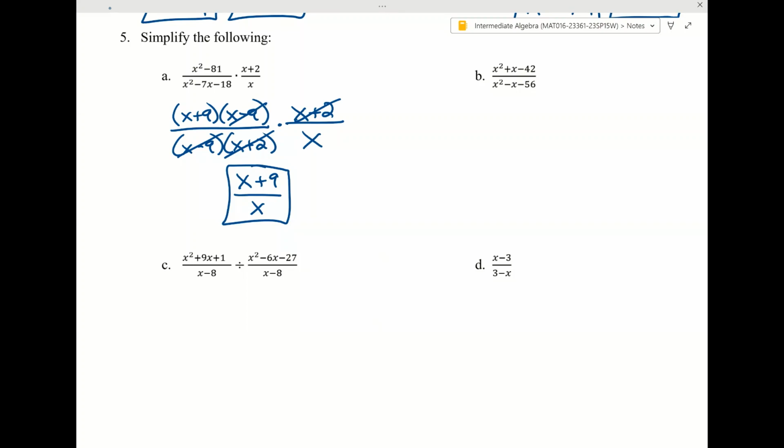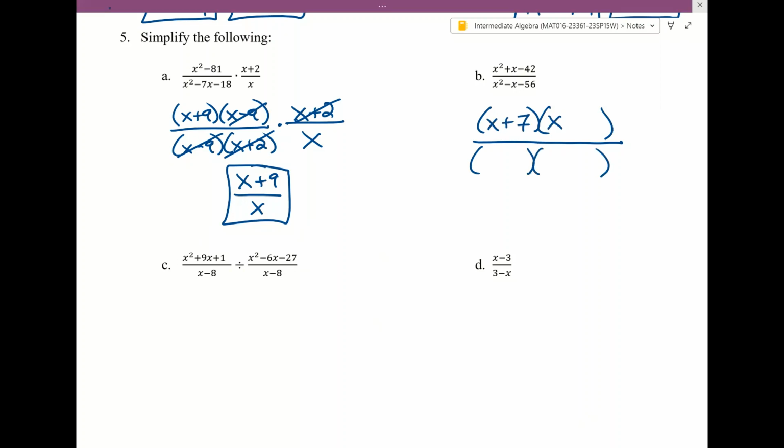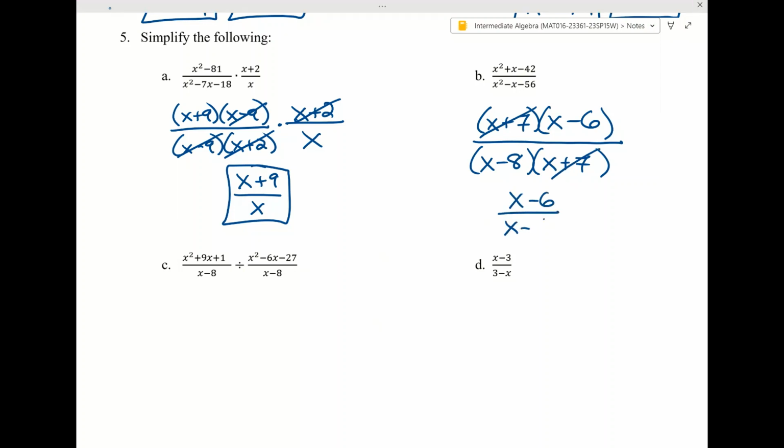For letter B, we could factor this also. So this will just be x plus 7 and x minus 6. The bottom will be x minus 8 and x plus 7. So the x plus 7s cancel, you just get x minus 6 over x minus 8. You can't do anything with the 6 and the 8. You're never allowed to break up a denominator like this. The only time you could affect the denominator is if you're multiplying the same thing on top and bottom, then you cancel out those factors.